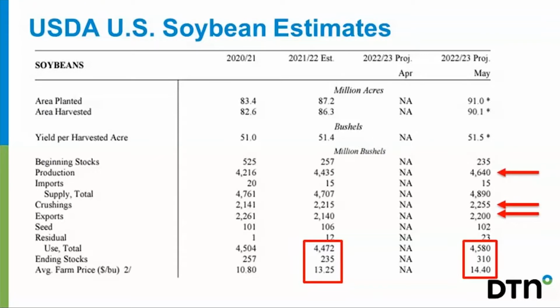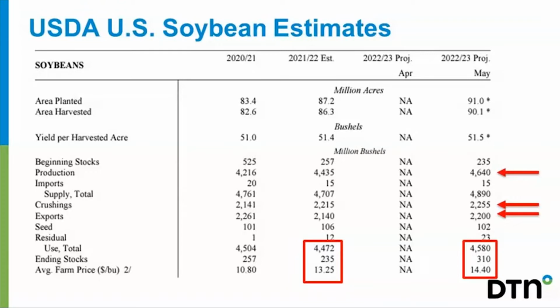As we looked through the numbers, let me see if I can find my note here. The one change that we did see was in exports, and that's not surprising. We have a new export estimate in the old crop season, 2.14 billion bushels. That's up from last month's 2.115. We've been noting in our market comments lately that sales and shipments of soybeans have exceeded the export estimate, that 2.115 export estimate, for a couple weeks now.